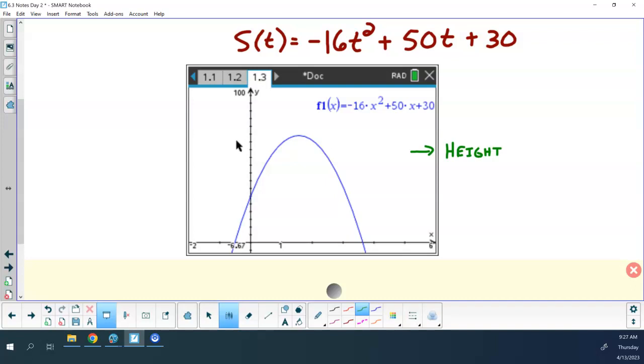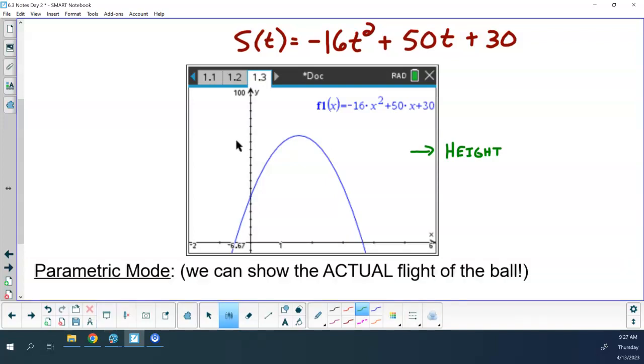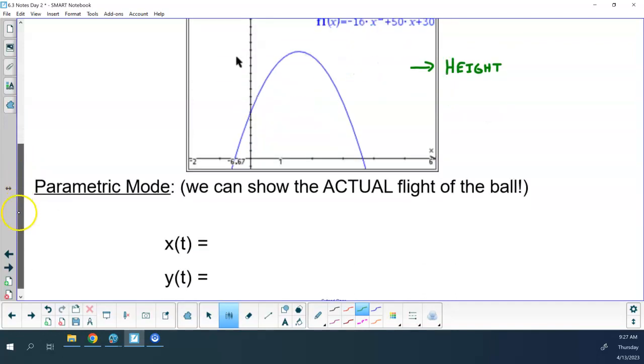Now, using parametric equations, we can show the actual path of that ball. I don't want to call it flight path, but we can show the actual flight of the ball. And this is where technology isn't as good. Back in the old days, back when we had TI-82s, the big, thick graphing calculators, it was cool because you could slow down the calculation speed. And so you could actually see the ball going up, slowing down, stopping, and then coming back down. Now, the processor on these calculators is so much better that it just instantly goes. You can't slow it down to actually show the path of the ball. But we're going to do that using a parametric.